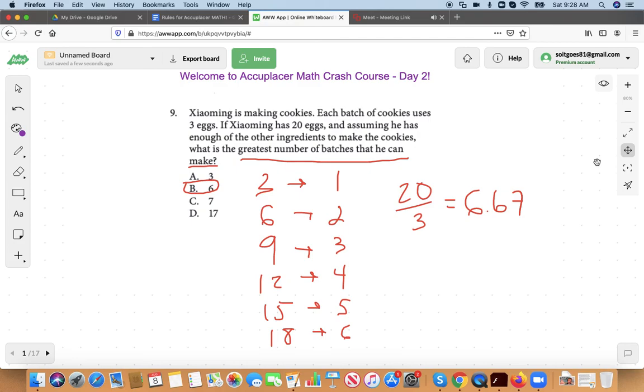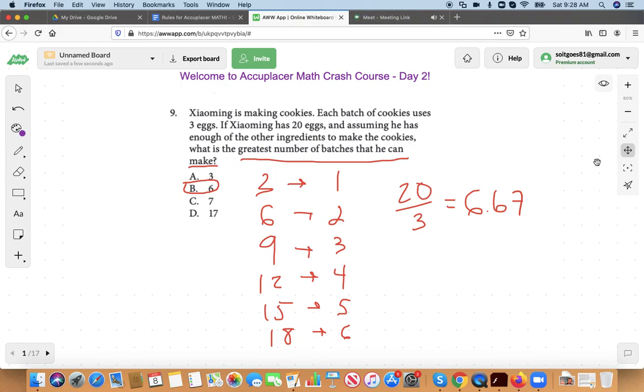But when you think about it logically, you say, let's just count up. I know how many batches you can make with 3 eggs, with 6, with 9, and just work your way up. Then you realize I can make 6 batches with 18, but I can't make 7 batches, because that would take 21 eggs, and we don't have 21 eggs. We got 20. Correct. Does that make sense?